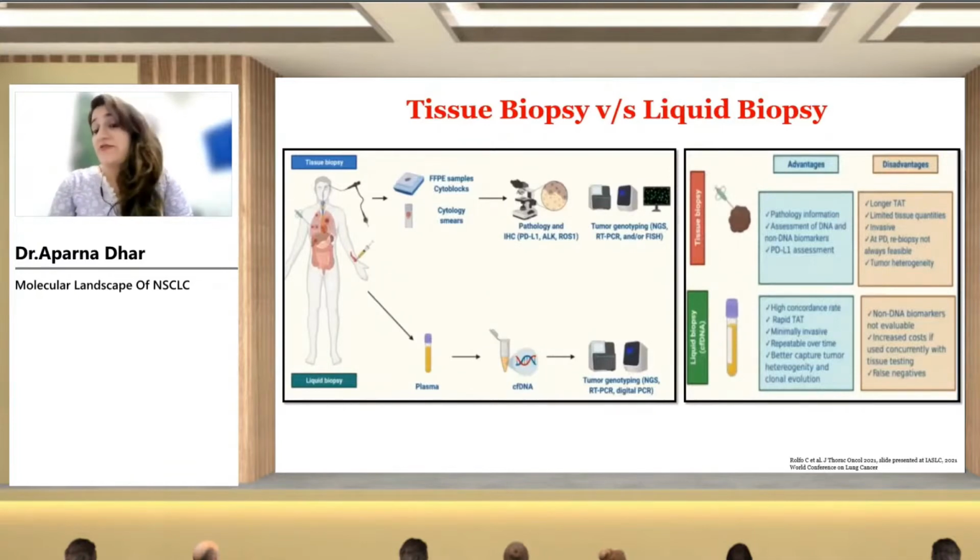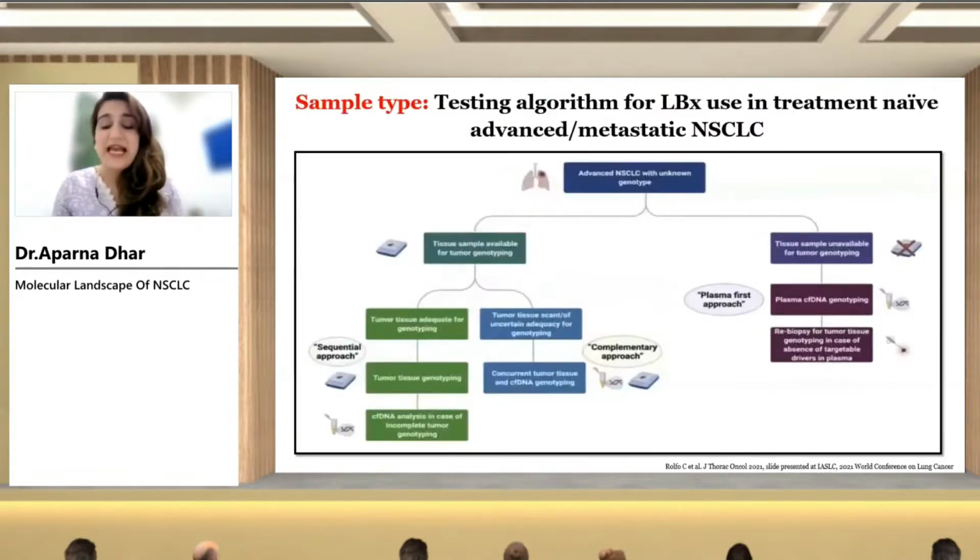Liquid biopsy was found to be highly concordant, fast, minimally invasive, easy to repeat over time, and perhaps better to capture tumor heterogeneity, although unfortunately it's not always as sensitive as tissue testing. So of course, if you don't find something on liquid biopsy, it's very important to try and do a reflex on tissue biopsy. And now in the clinic, what they further advised was in treatment naive patients, there were at least 3 approaches that were recommended for liquid biopsy use.